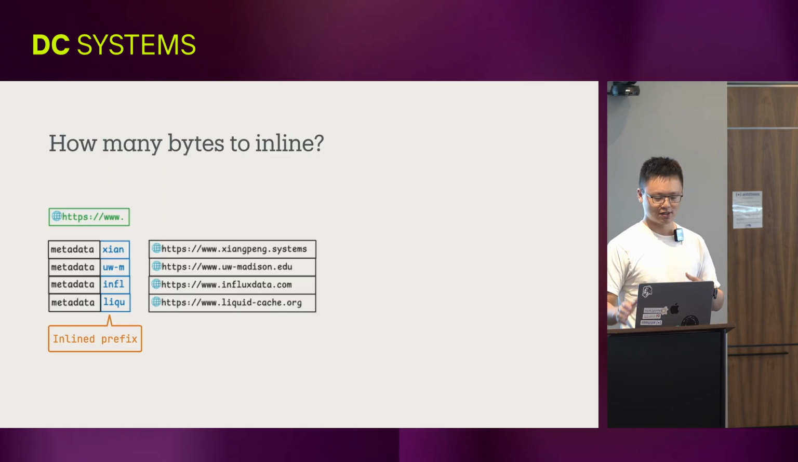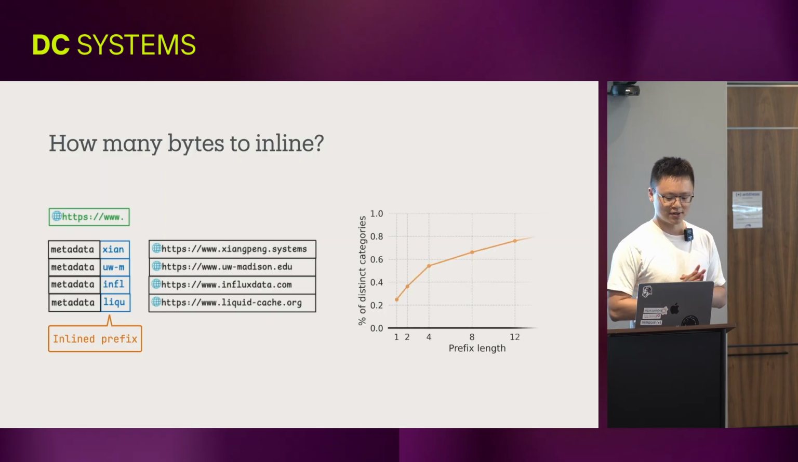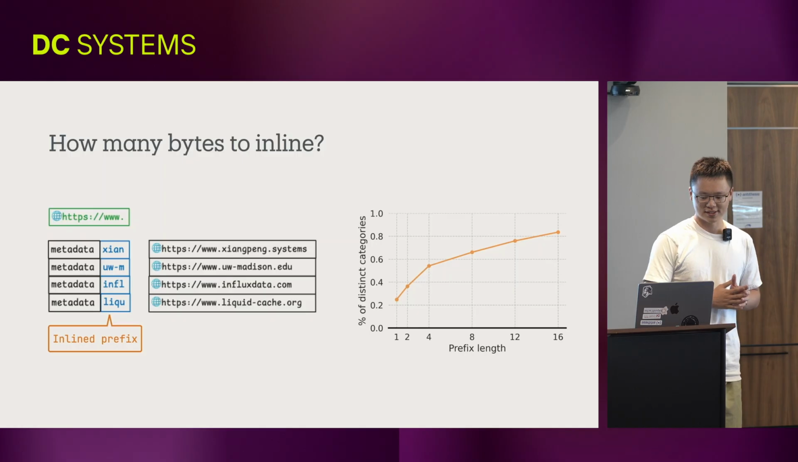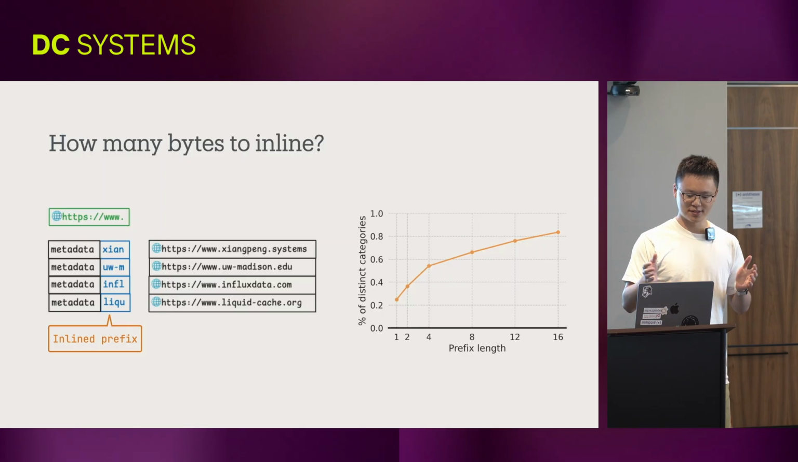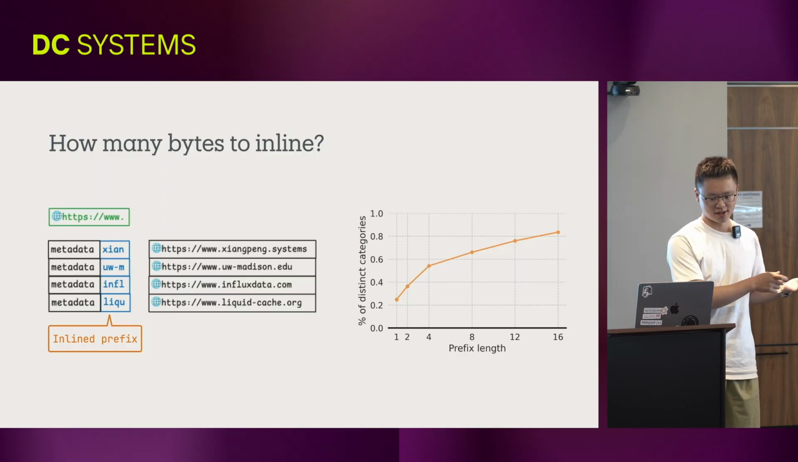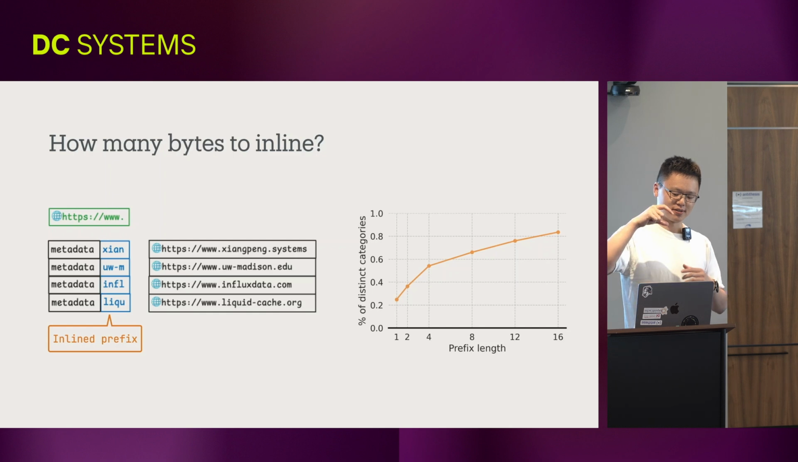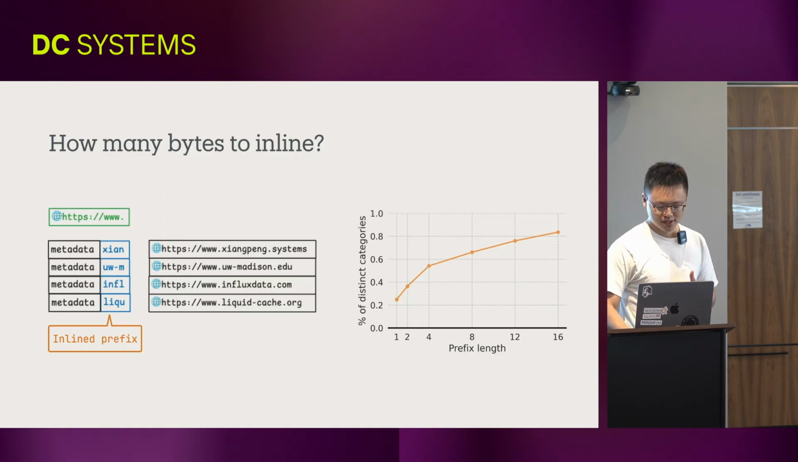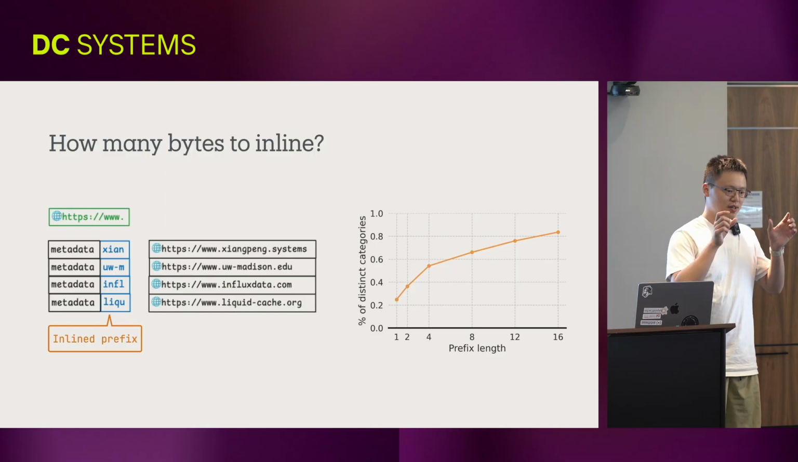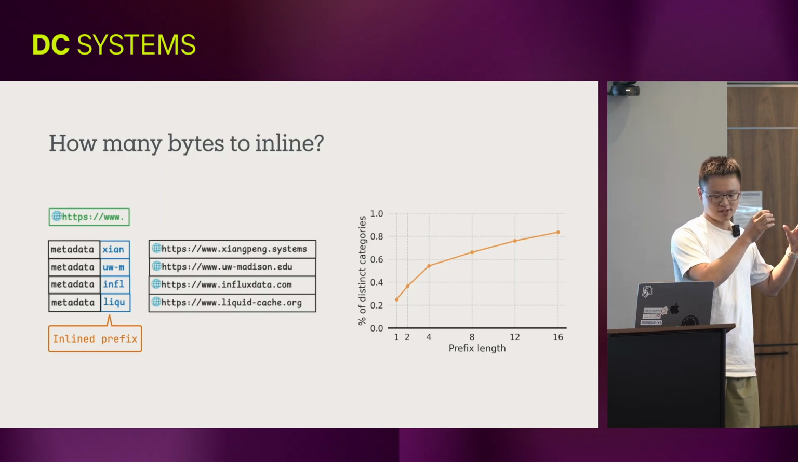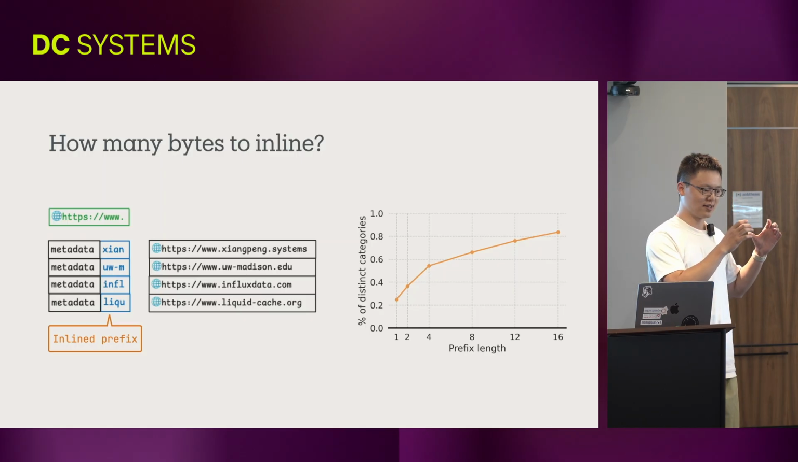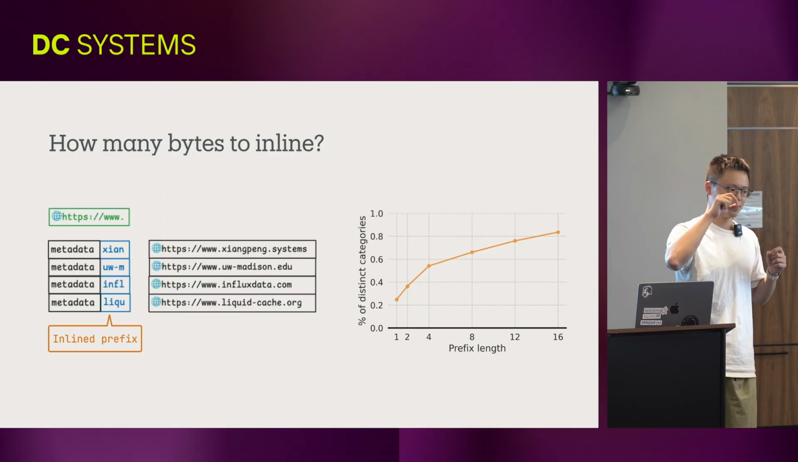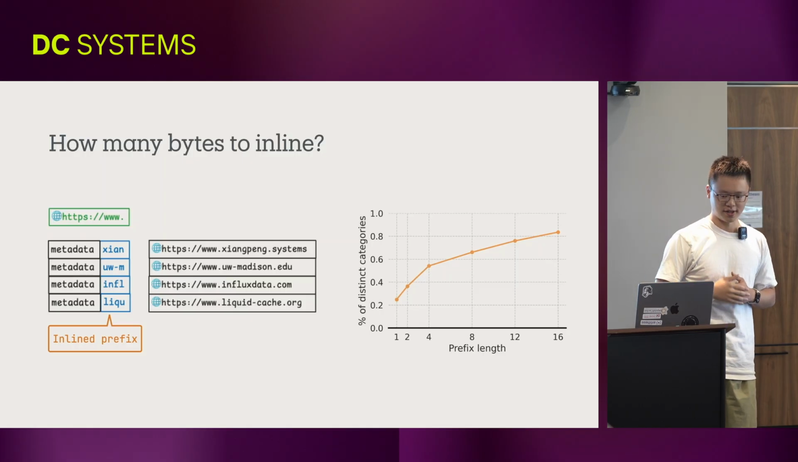So we did an analysis of the entire data set, basically trying to compare how effective the string prefix is. In this figure, the x-axis shows the prefix length, basically how many bytes of each string to inline. And the y-axis shows what percentage of the strings we can distinguish in this string array. For example, if a string prefix is 12 and this is 0.8, it means if we inline 12 bytes of the strings along with the metadata, then just looking at those inline 12 bytes, we can distinguish 80% of the strings of the string array.